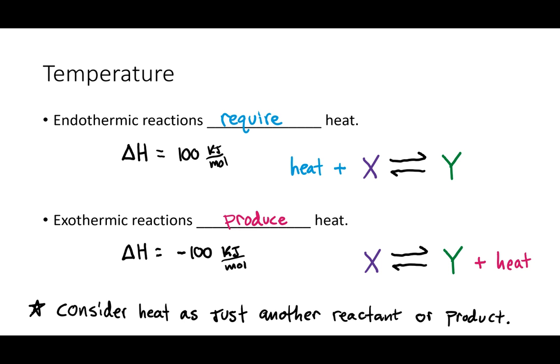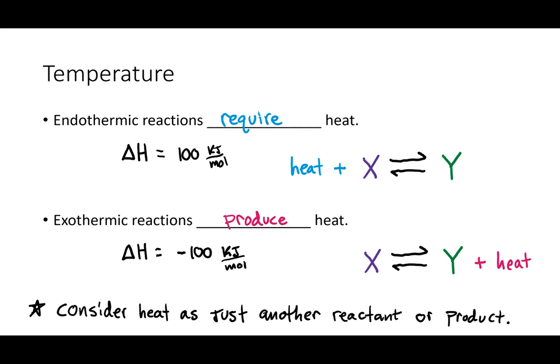Okay, the next one is temperature. Temperature, you have to remember that there are two possibilities for reactions. There's endothermic reactions, which require heat. Okay, a change in heat, represented by delta H, could be something like 100 kilojoules per mole. Okay, heat would then be on the left side because it's required. Okay, and that should make sense. If you require something, it needs to be considered a reactant.